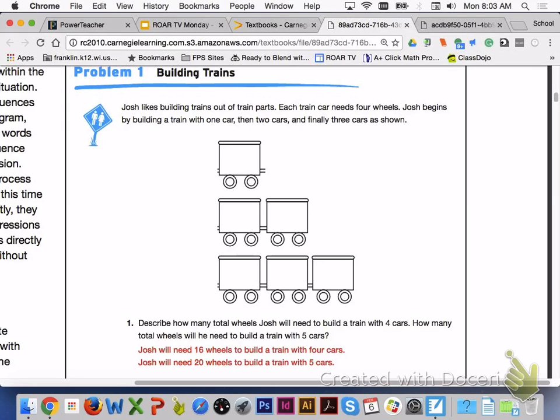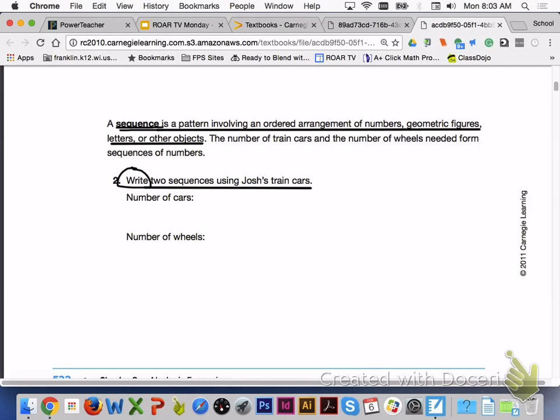For number 1, Josh will need 16 wheels to build a train with 4 cars, and he will need 20 wheels to build a train with 5 cars. A sequence is a pattern involving an ordered arrangement of numbers, geometric figures, letters, or other objects. The number of train cars and the number of wheels needed form sequences of numbers. Please answer number 2 with your group members.